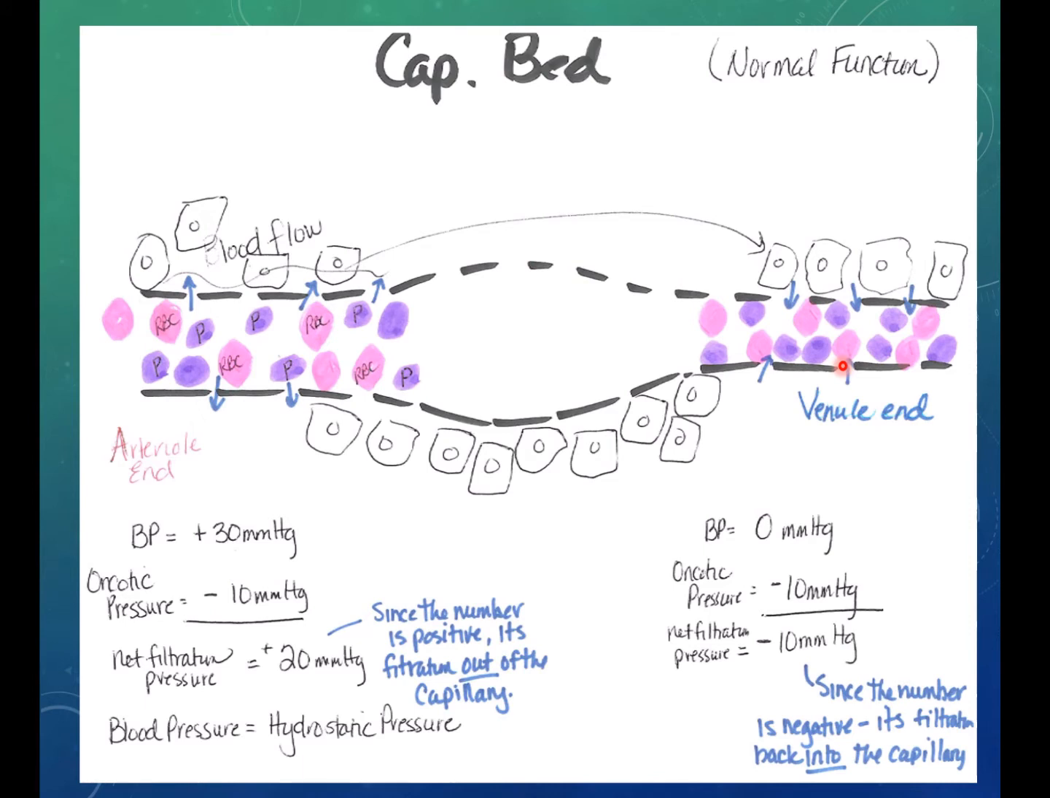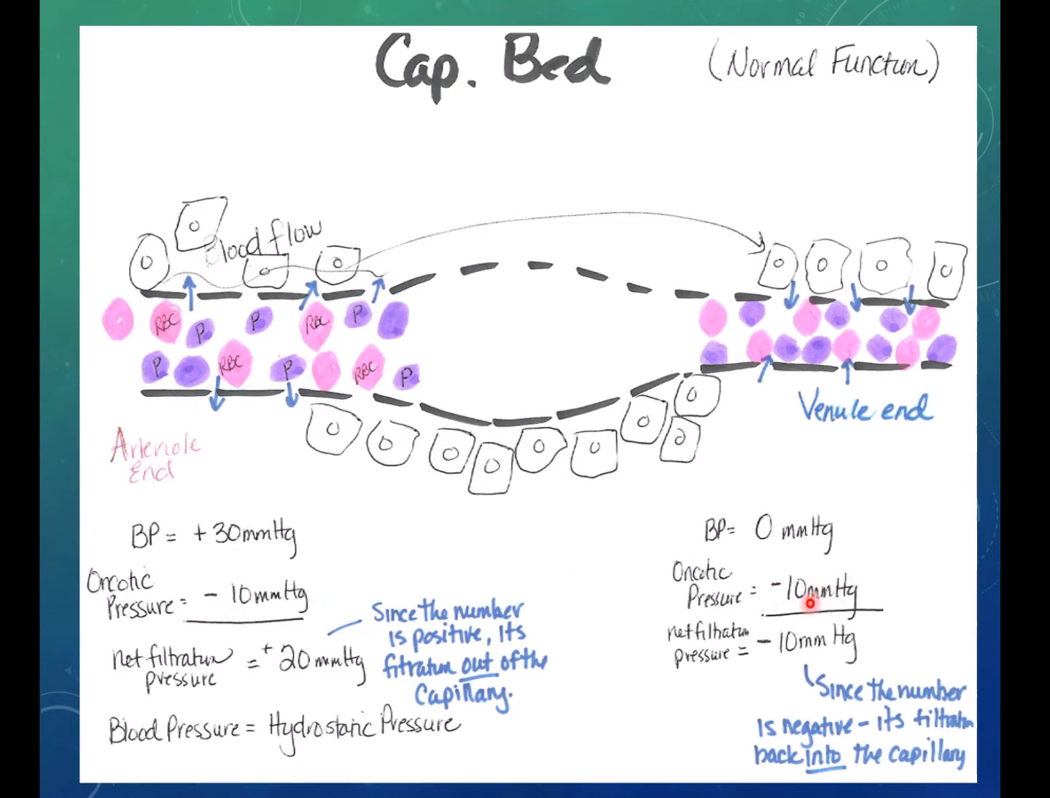So, oncotic pressure is the pressure exerted by those colloids. And since there's the same number of colloids on the arterial end as the venous end, that number does not change. But also, oncotic pressure is a negative pressure. It's a pulling. It pulls things toward it, okay? So, oncotic pressure, I've assigned a negative 10 in this scenario, but it's going to be the same on the arterial end as it is on the venous end.